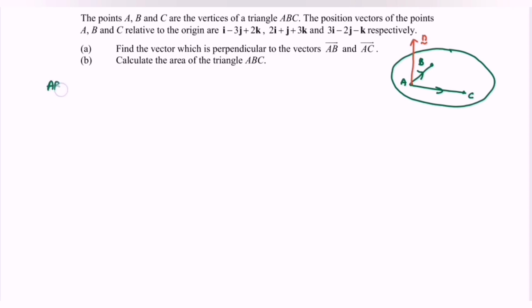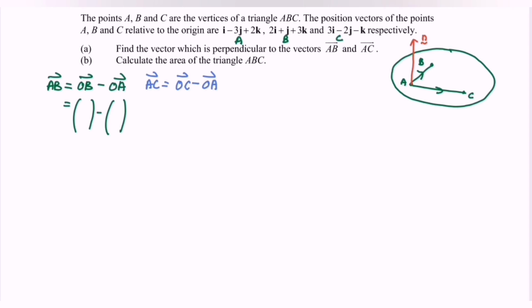The vector AB, where we have the formula OB minus OA. For AC, we have OC minus OA. So kindly substitute the points. Here we have OB, which is 2, 1 and 3, minus OA, which is 1, negative 3 and 2. So kindly simplify.